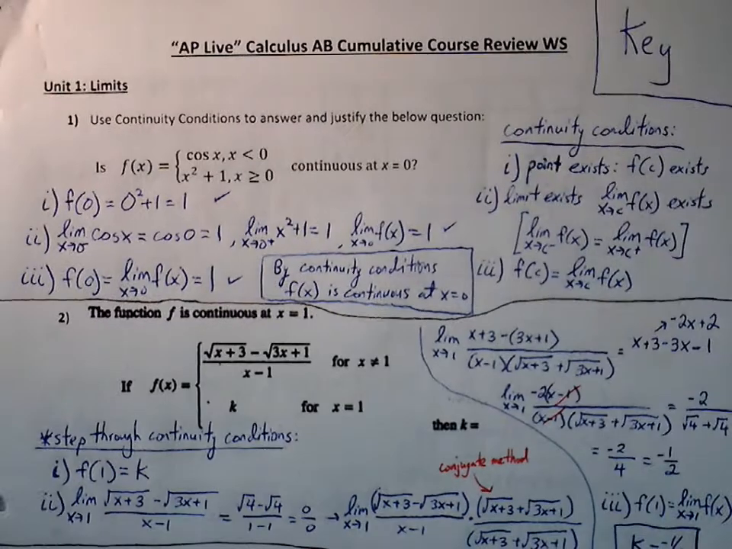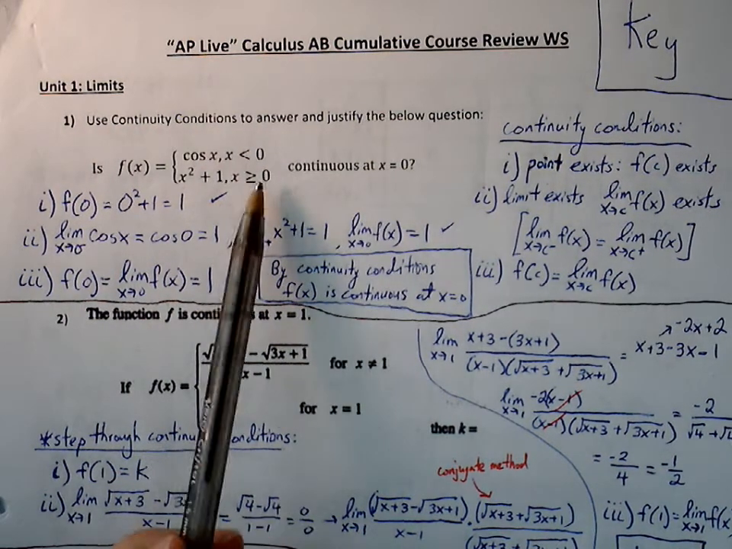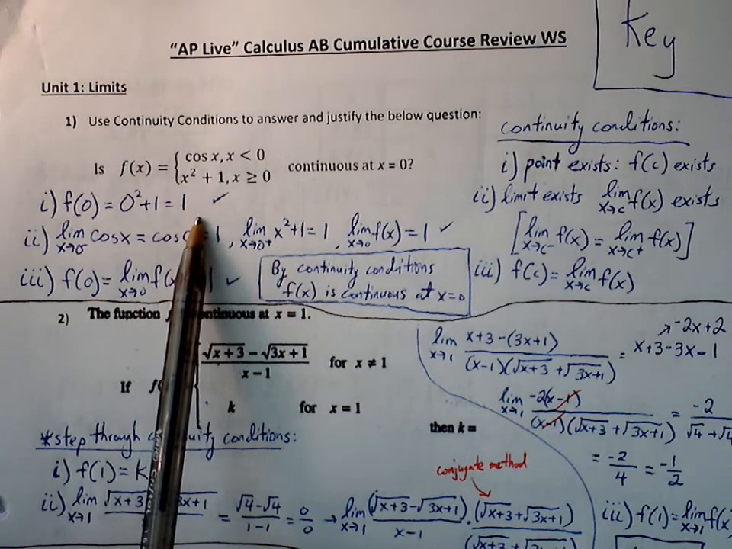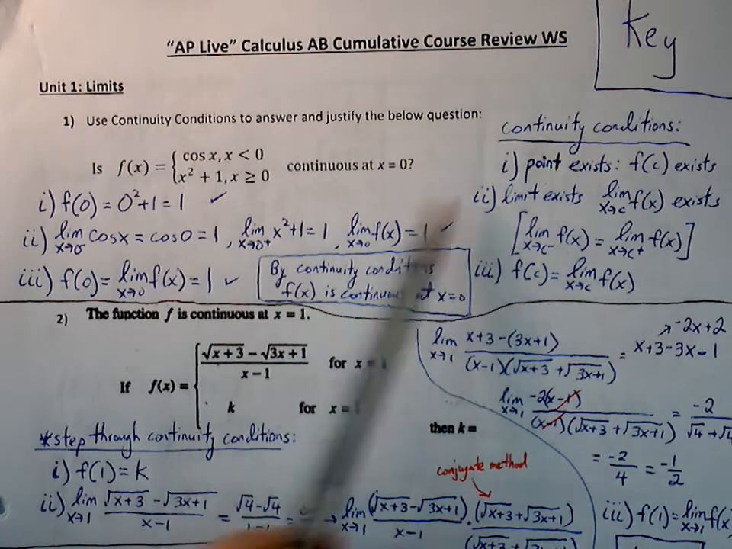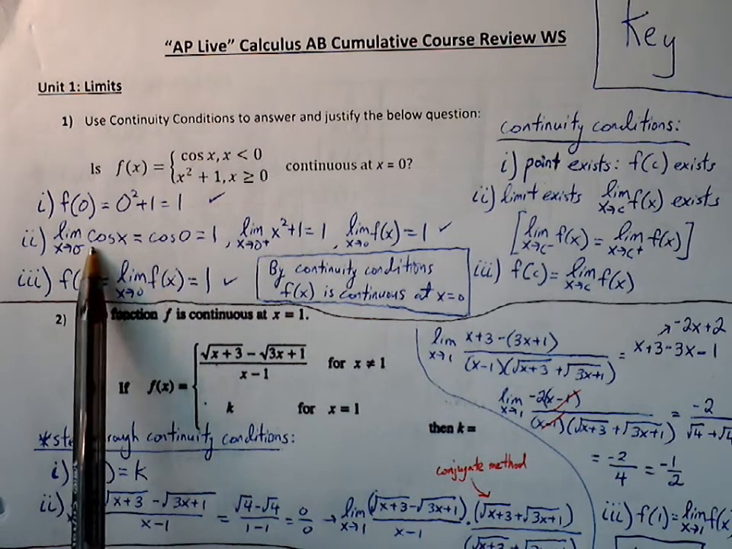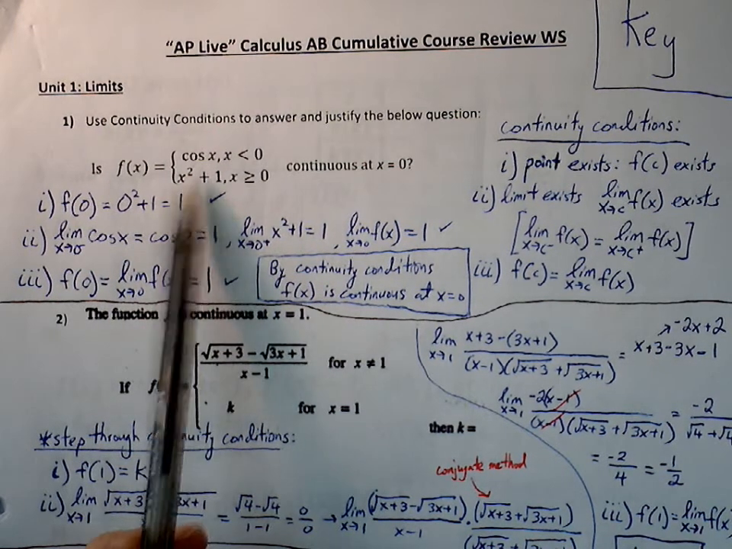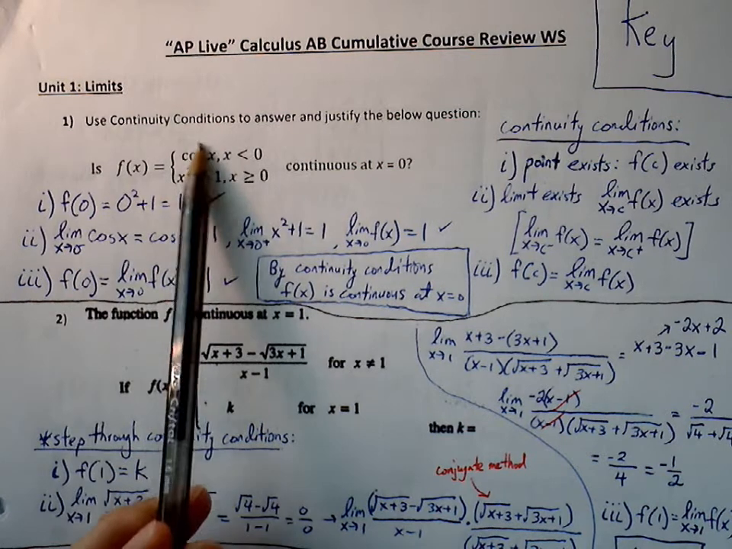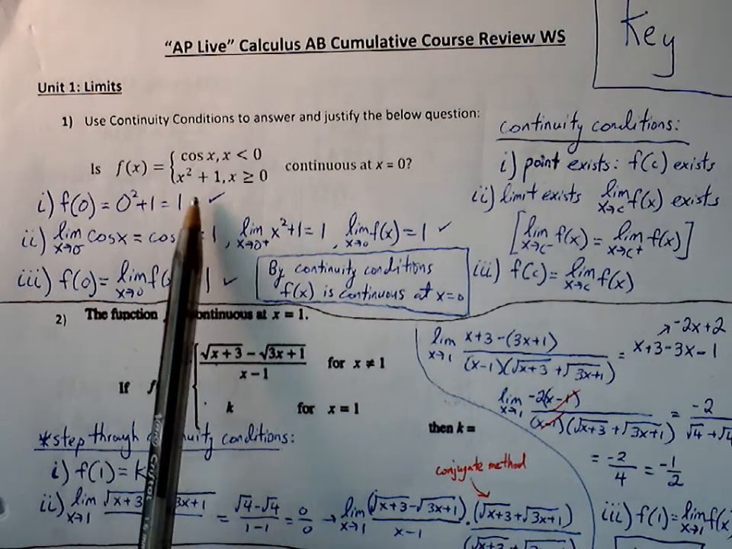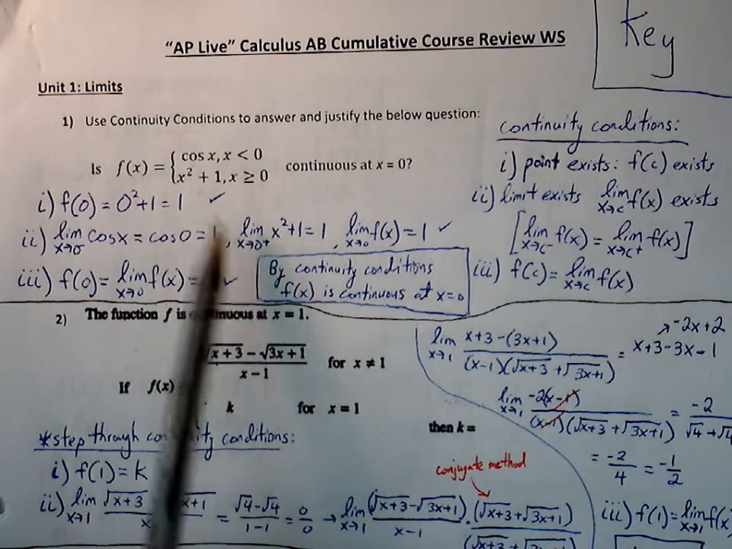So, does the point exist? F of 0. F of 0 is defined for the second piecewise, so 0 squared plus 1 is 1. Second condition, does the limit exist? So we're going to look at the limit from the left side of 0, as well as the limit from the other side of 0. So limit as x approaches 0 from the left side of 0, we use the first piecewise, so cosine of 0 is 1. As we evaluate the limit from the other side of 0, we use the second piecewise function.